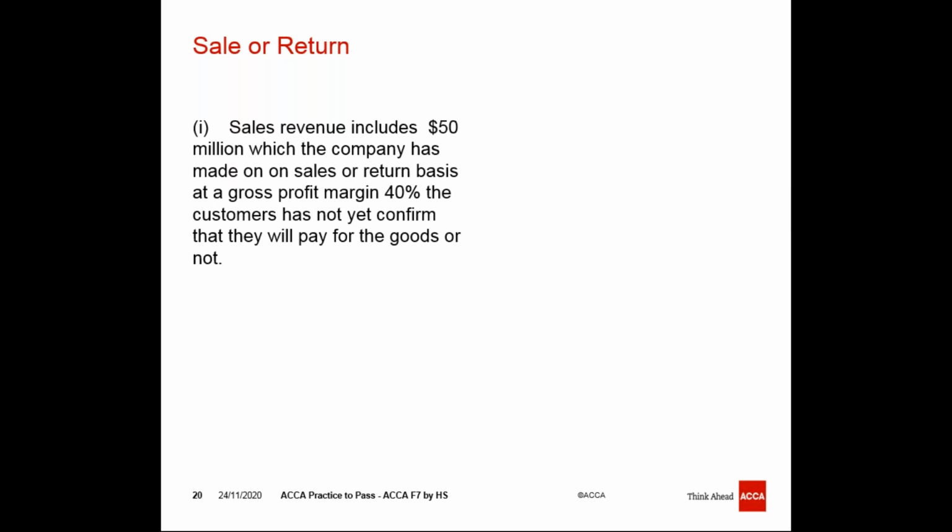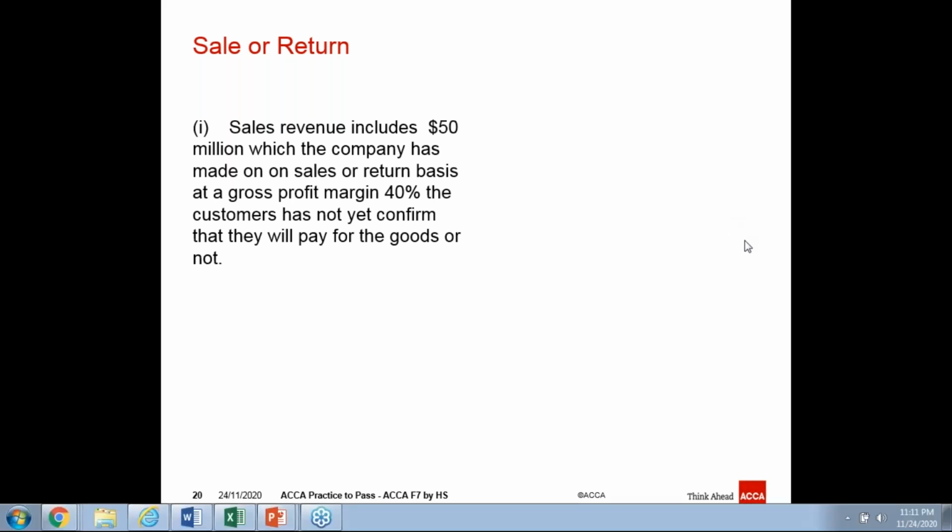So you cannot recognize the sale of goods which has been sold on sale or return basis. If you have sold the goods on sale or return basis, you have to reverse the amount of the sales and add the cost of these goods in the closing inventory. So these are the two adjustments that we have to make. I'm repeating the adjustments. First, we have to reverse the sales.